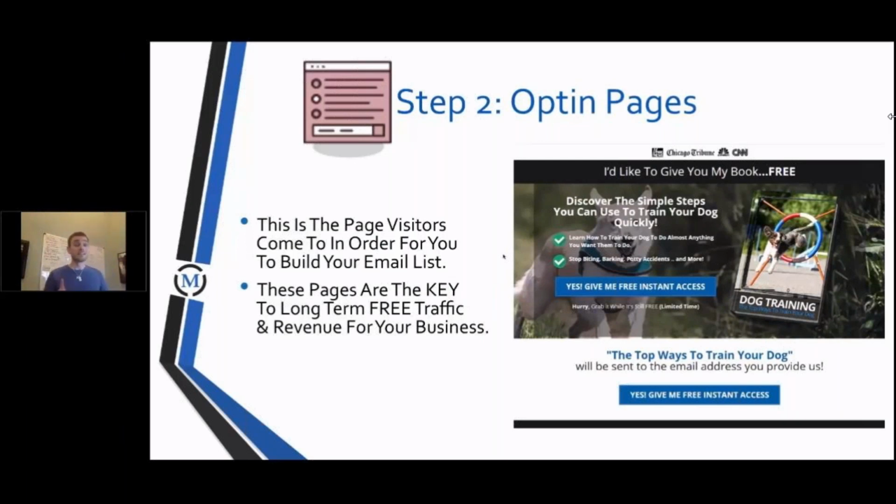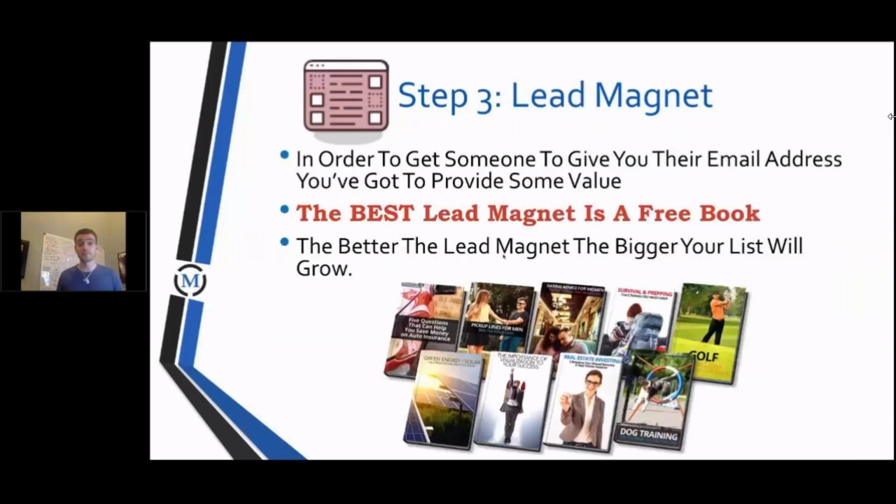Now, the next step is the lead magnet. What the lead magnet is, this is the free book. This is the free something that you give people in exchange to get them to give you their email address. So it's an exchange. You present to them on this one-page website that they get something for free if they give you their information. So the better the lead magnet, the more the people will opt in. That's why we always say, and you might want to write this down, that the best lead magnet is a free ebook because it has value.